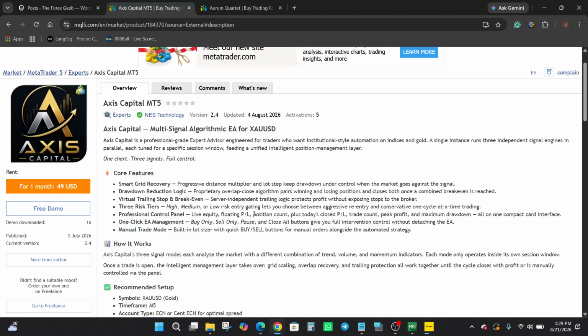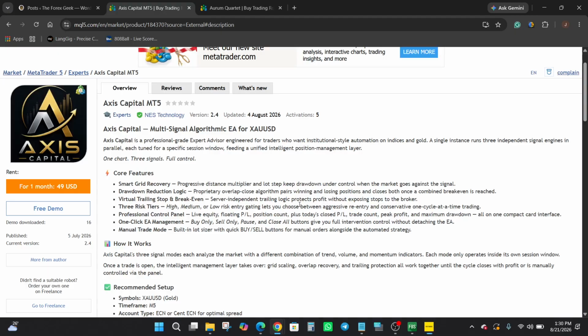There is also a control panel showing information such as live equity, floating P&L, position count, today's closed P&L, trade count, peak profit, and maximum drawdown. The panel also gives you buttons to buy only, sell only, pause the EA, or close all positions. Another interesting addition is the manual trading mode, which includes a lot sizer and quick buy and sell buttons.